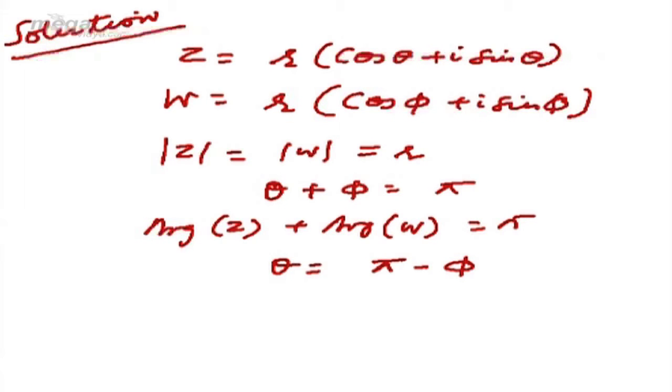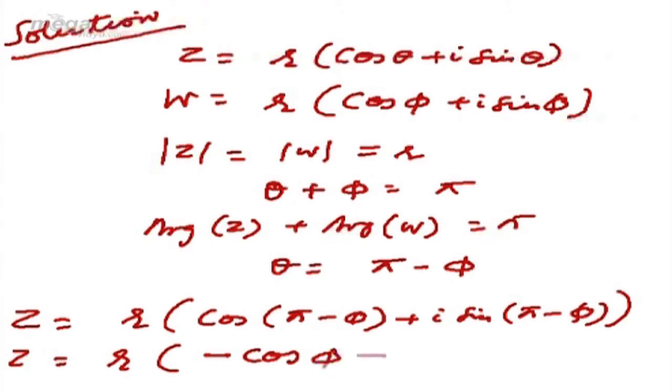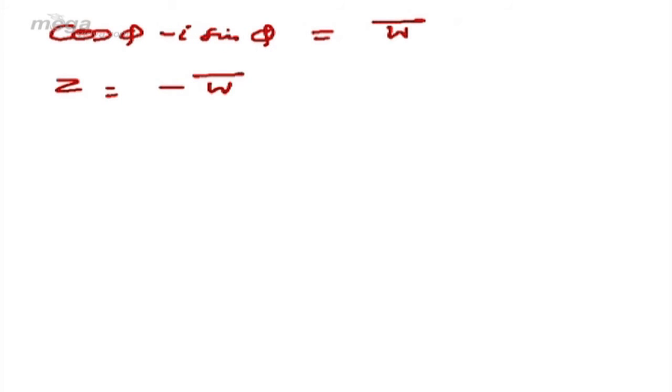If you put the value of theta in z, then z will become r (cos(pi minus phi) plus I sin(pi minus phi)). We know that cos(pi minus phi) will become minus cos phi, and sin(pi minus phi) will become sin phi. So z is equal to r (minus cos phi plus I sin phi), that is minus r (cos phi minus I sin phi). Cos phi minus I sin phi is equal to omega bar. So z will be equal to minus omega bar.